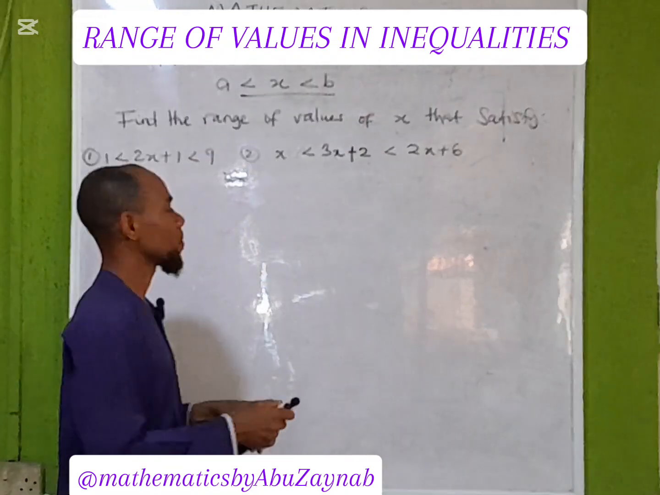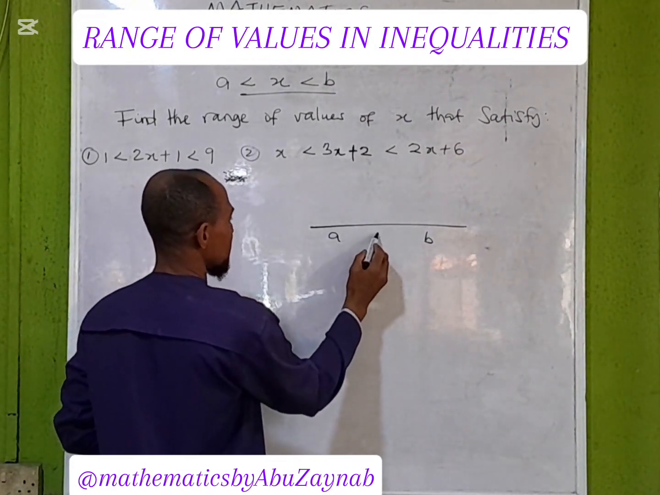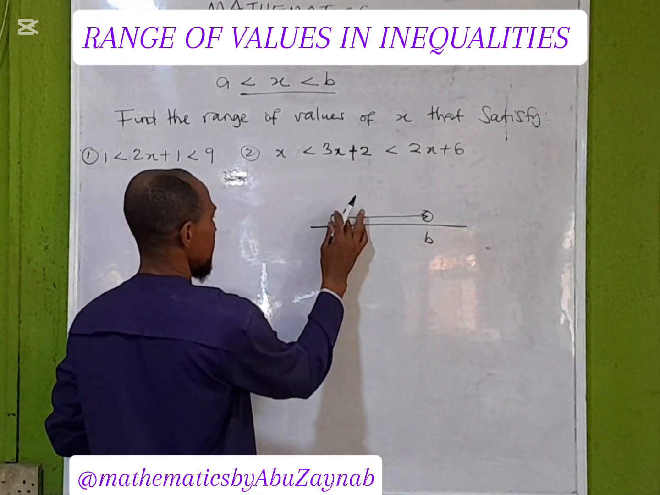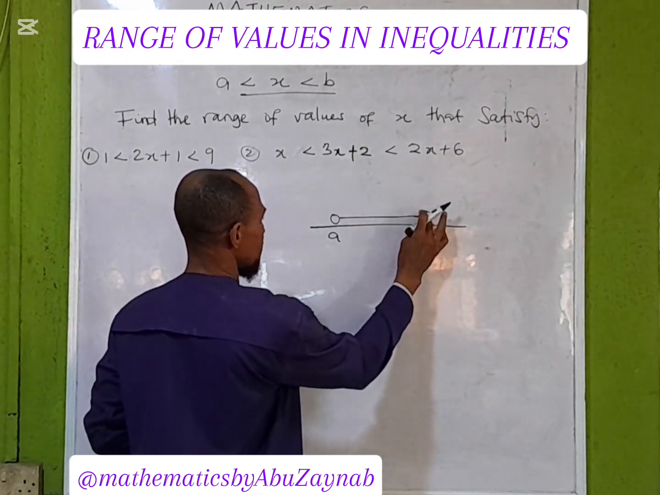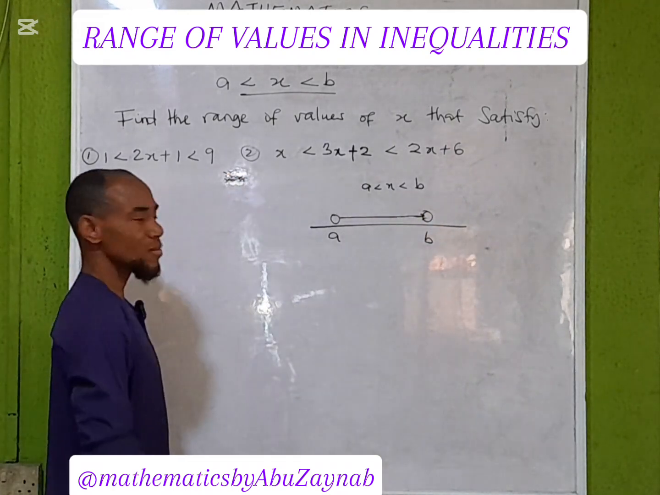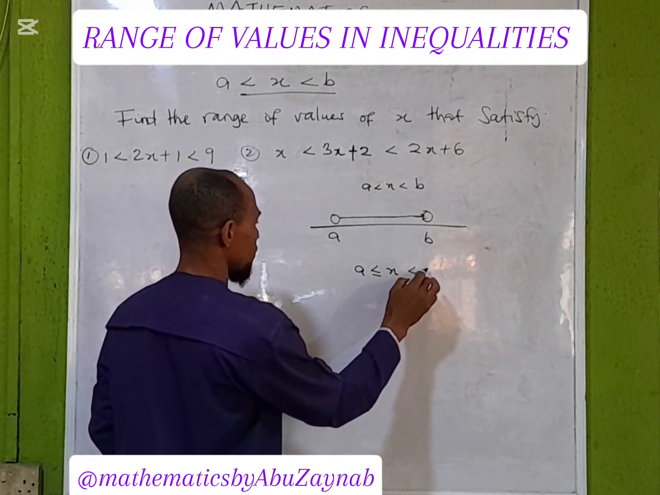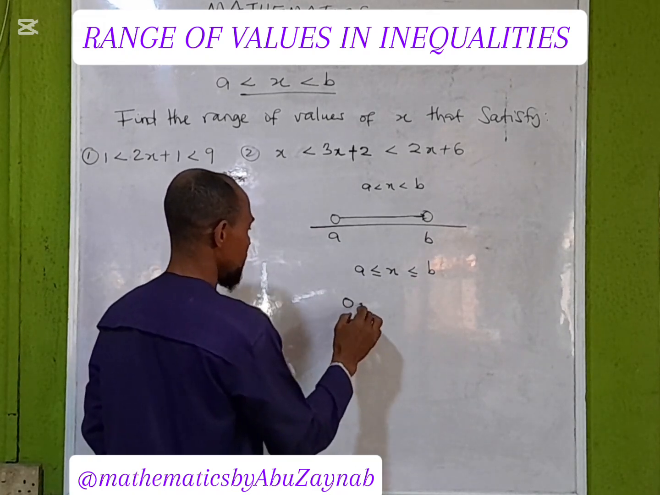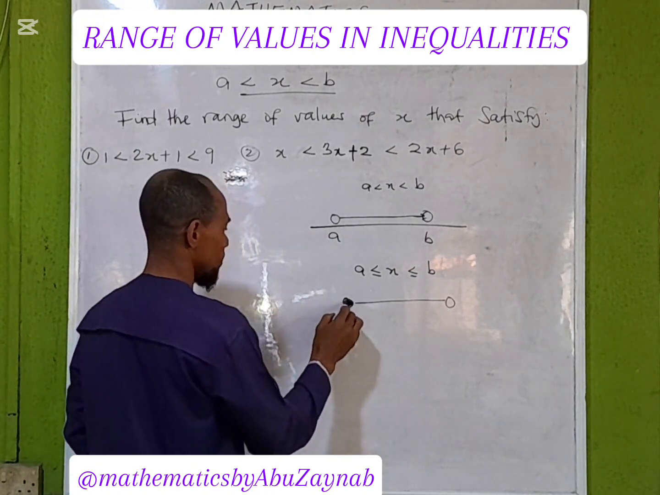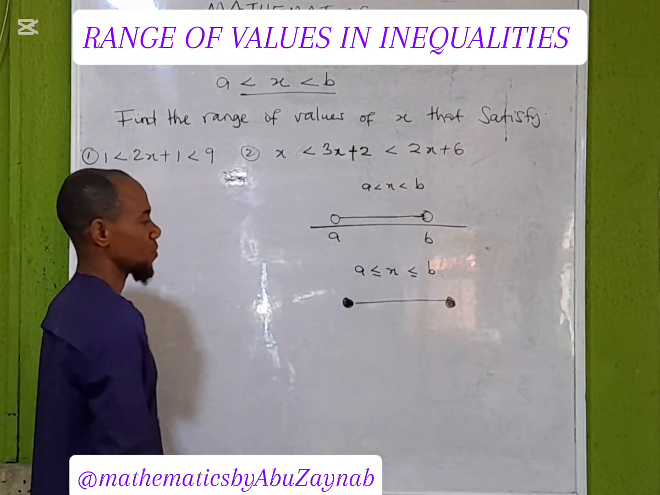In terms of number line, it's written this way. If you have A here and you have B here, that means X is anywhere between A and B. In this case, you can have this for strictly A less than X less than B. However, if you have A less than or equal to X less than or equal to B, this simply means A and B are inclusive in this case. So you're going to have something like this, shaded. That is the difference between the first statement and the second.